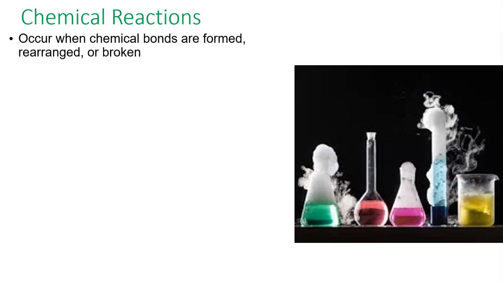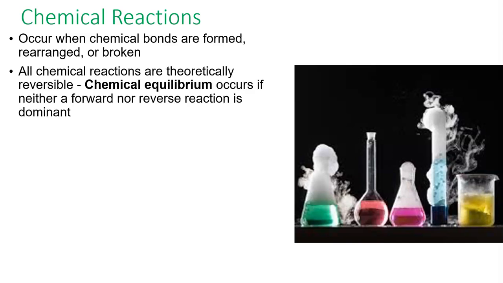And so when we have bonds being formed between elements, or when they're rearranged, switched out, or broken, we have what we call a chemical reaction. Theoretically, all of our chemical reactions are reversible. You form a double bond between an oxygen and a carbon, you can break that double bond, and vice versa.